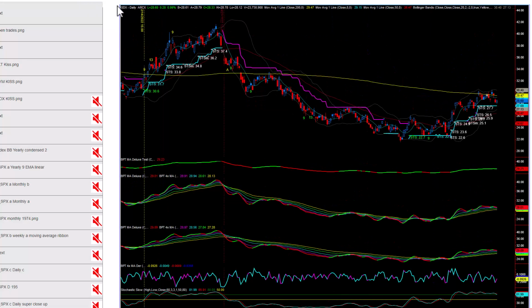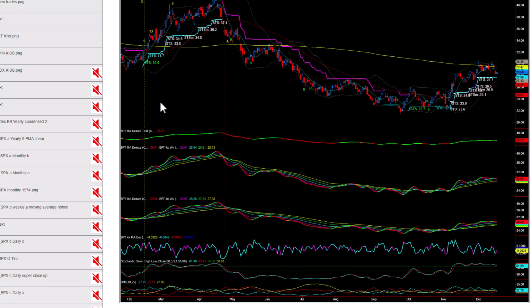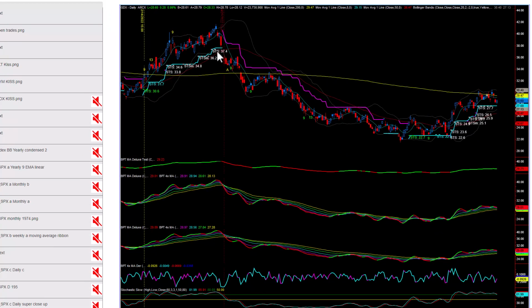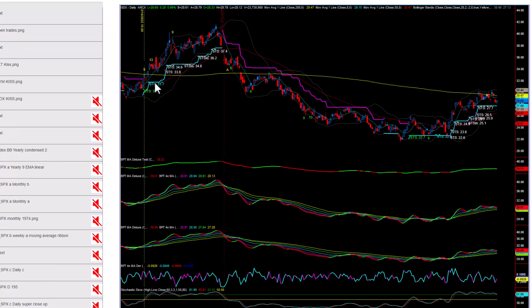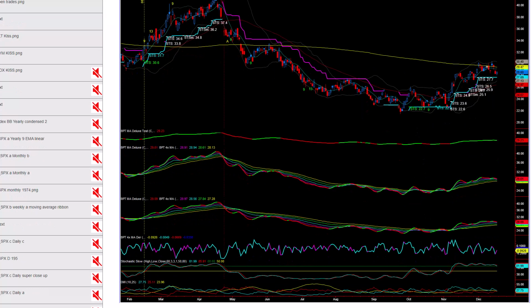Chart number 6, here's the daily GDX chart. That's gold miners. And you can see how the system has done this year. It took a long here in February, got out here in April. It raised its trailing stop 7 times before getting out. And then it went back long here in October, and it's got quite a few trailing stops here.